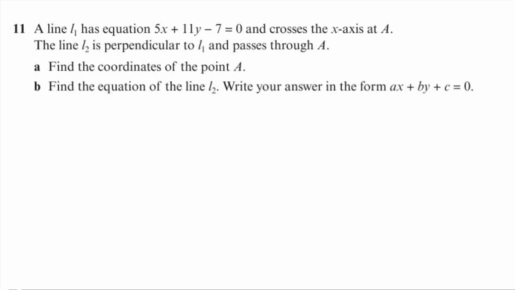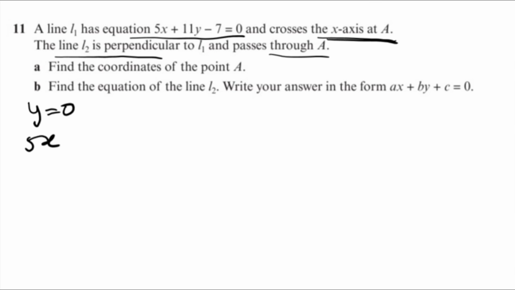Question number 11. Line L1 equation is given, and we know the line L1 crosses the x-axis at A. The other line L2, which is perpendicular to line L1, is also passing through point A. So the first question is to find the coordinates of the point A. To find the coordinate A, we are using this. The line cuts the x-axis at A. When the line cuts the x-axis, we have to substitute y is equal to 0.